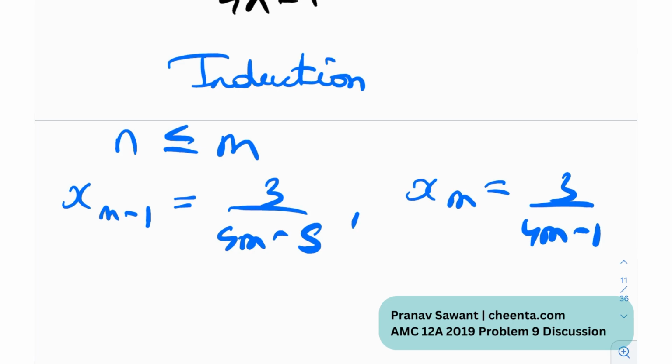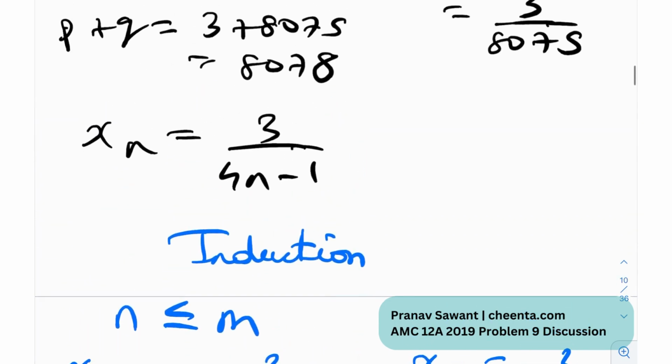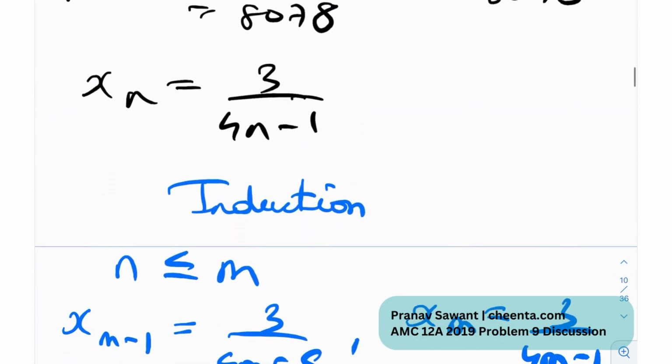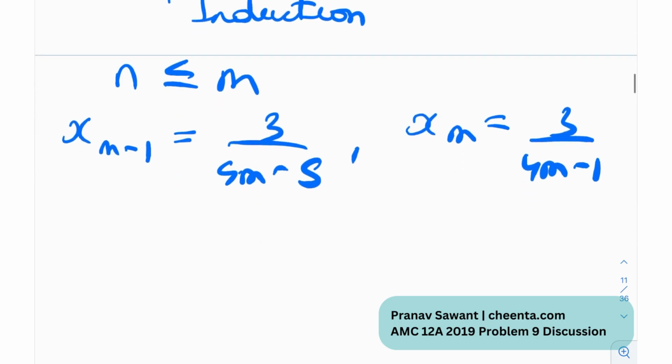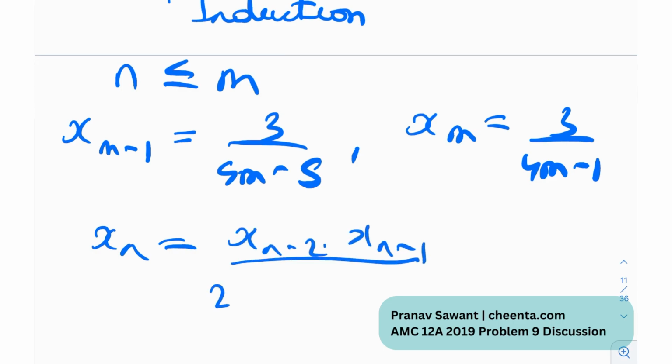How do I figure out the value of x_{m-1}? Well, you have this formula of x_n over here. Just replace n with m minus 1, and you would essentially get something like this, right? Now, in the formula, they had given us x_n is x_{n-2} times x_{n-1} divided by twice of x_{n-1} minus x_{n-2}, right?